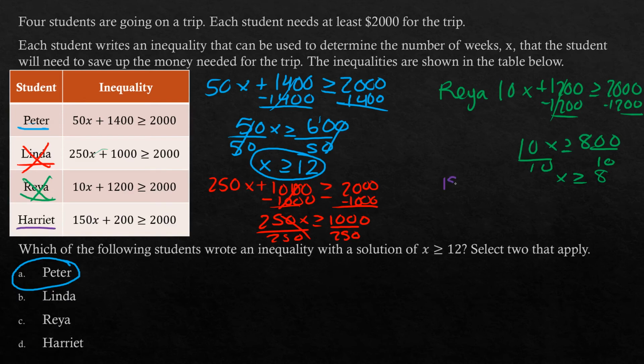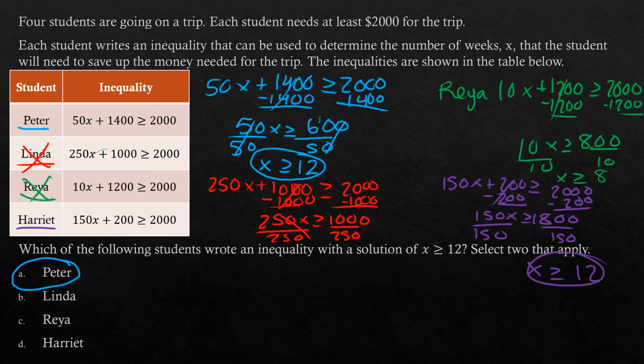And the very last one, let's check here, Harriet. So I have 150x plus 200 is greater than or equal to 2000. Subtract 200 on both sides. I get 150x is greater than or equal to 1800. Divide by 150 on both sides. And x is going to be greater than or equal to 12. So Harriet and Peter here are the correct ones.